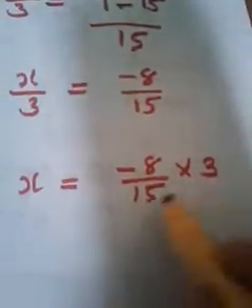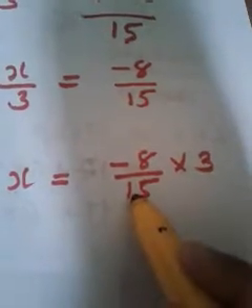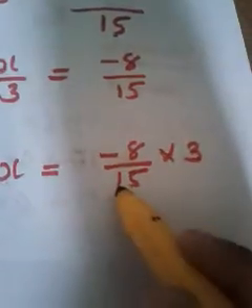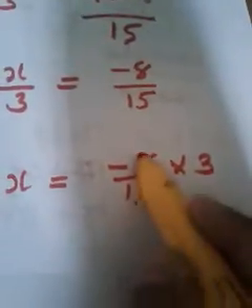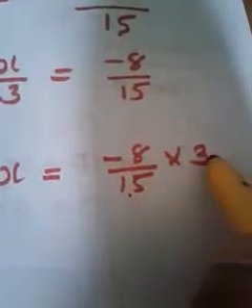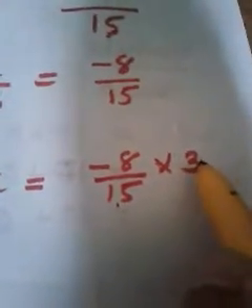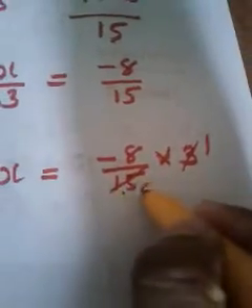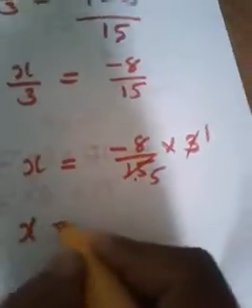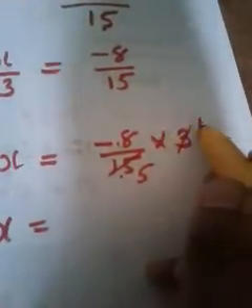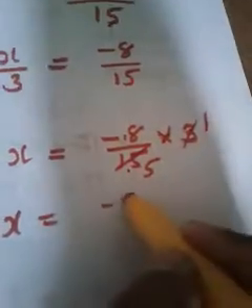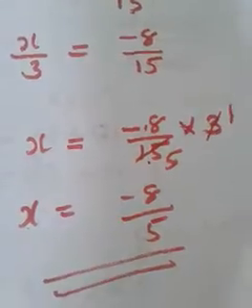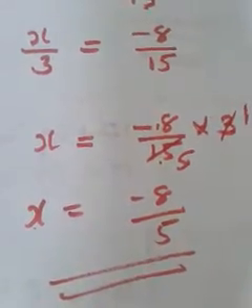Is there any cancellation possible? Yes, of course. 3 and 15 can be cancelled because here the operation is multiplication. In this way cancellation is possible. Here we cannot cancel. That's why I am going to cancel 3 and 15, which have a common factor, 3 itself. In 3, how many 3s? 1. In 15, how many 3s? 5. So we got the answer of x as minus 8 into 1, that is minus 8 divided by 5. So we got the value of x as minus 8 by 5.